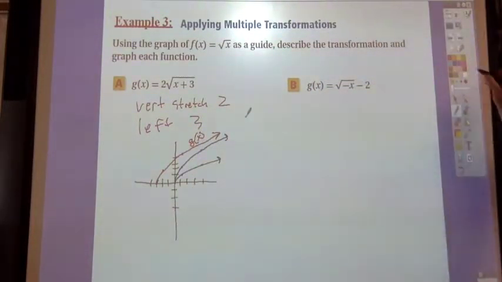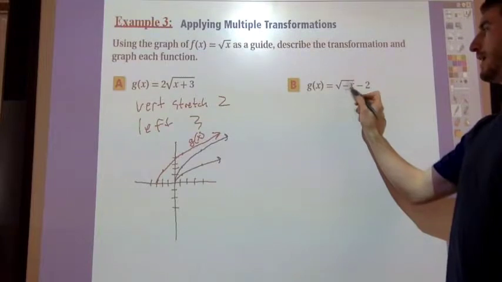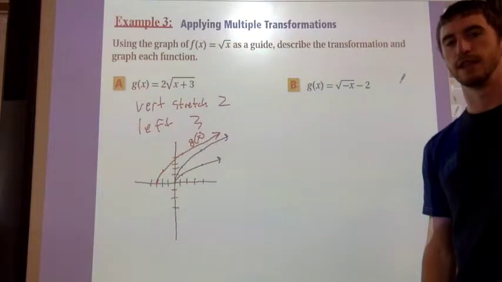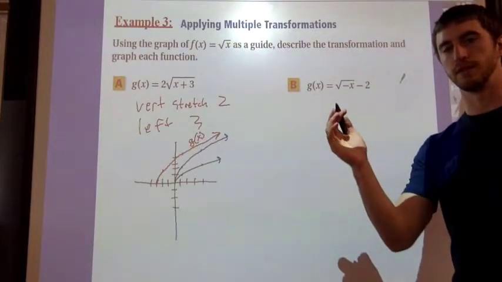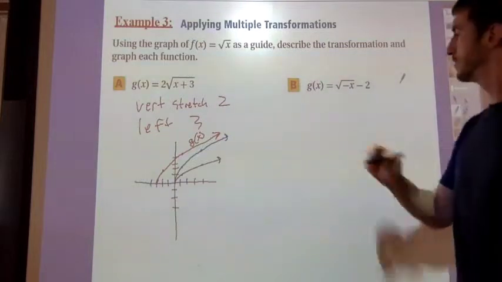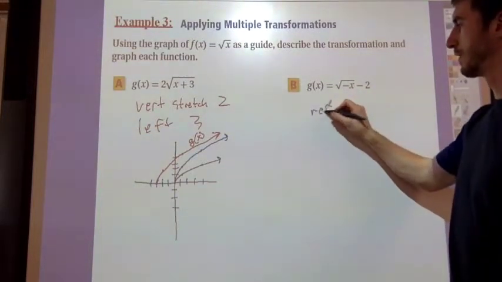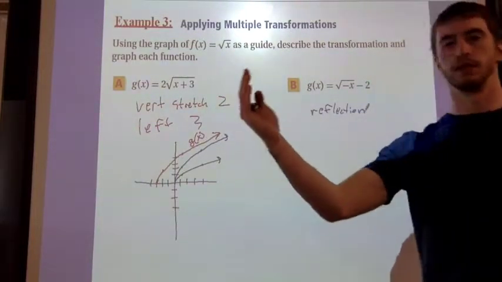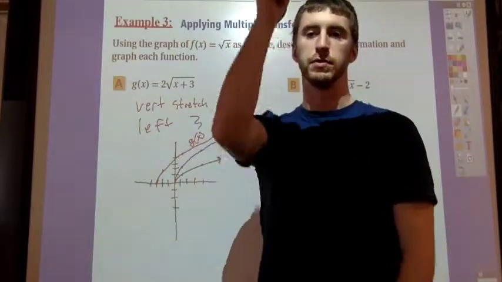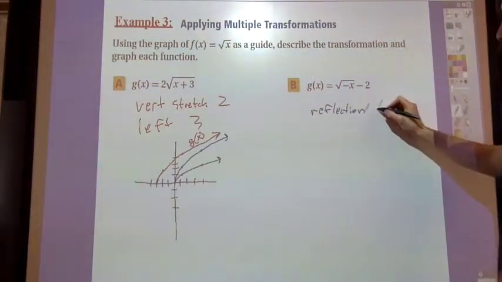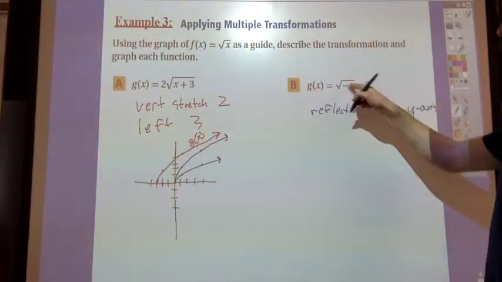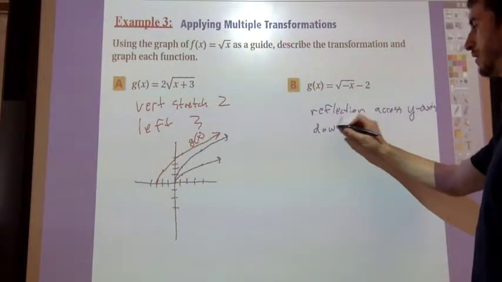Okay, this one, what kind of transformations do we have? We've got a negative inside the radical. So what that means is that it is horizontal because it's inside the radical, and it's a reflection. So this indicates a reflection horizontally, so it's going to be across the y-axis. Okay, and then we're shifted down 2.